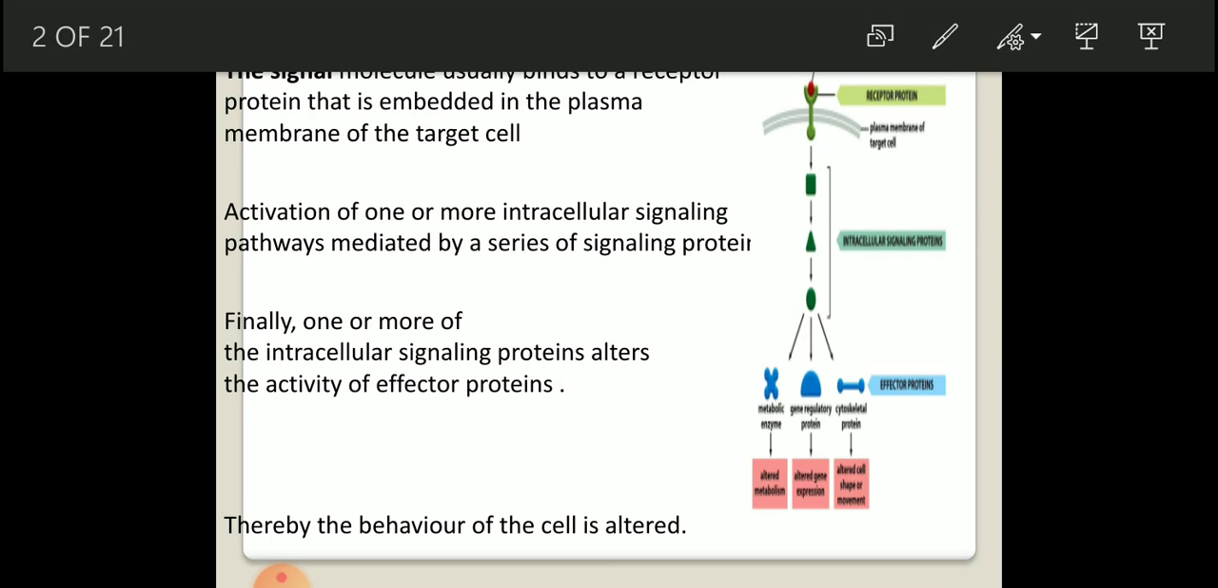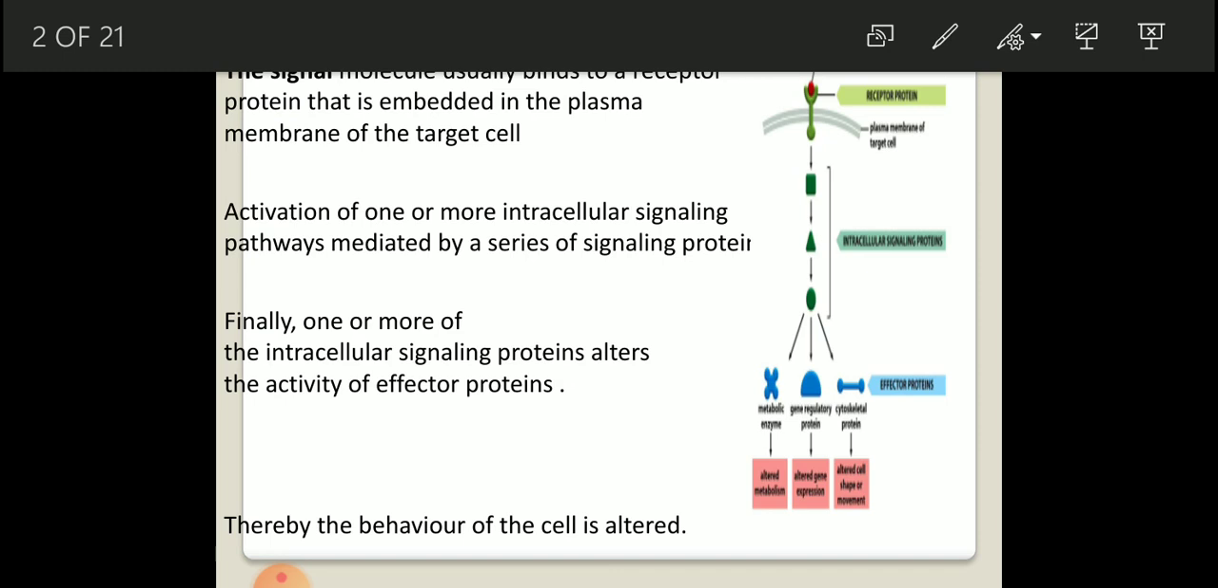So in this slide, the basic aspect of cell signaling is shown. What happens in cell signaling? There is a receptor protein which is often present on the cell membrane. They are called the cell surface receptors. Now on the plasma membrane of the cell we have the receptor. To this receptor, one specific signaling molecule binds and it activates the receptor.